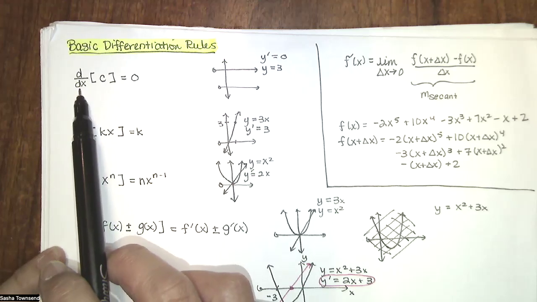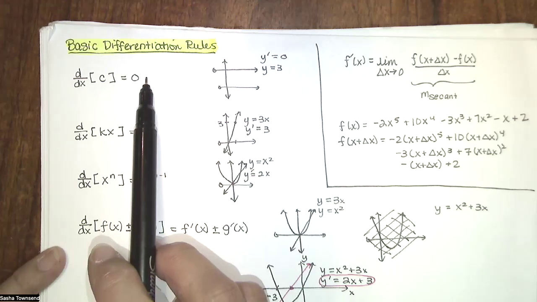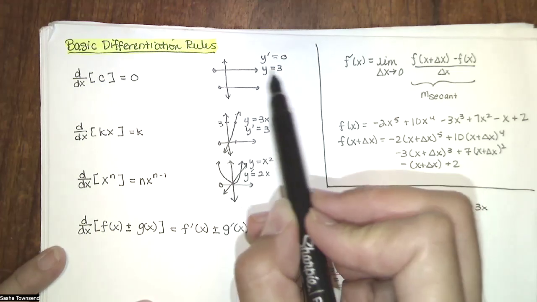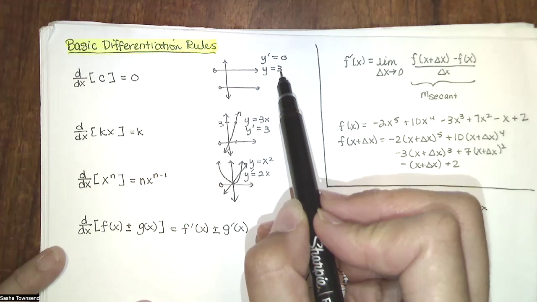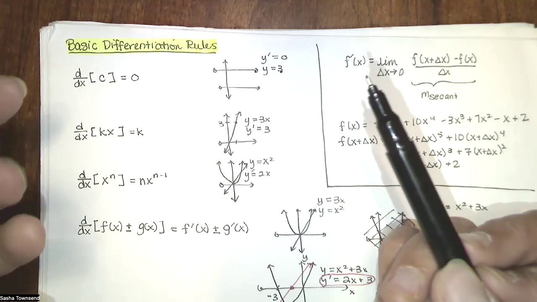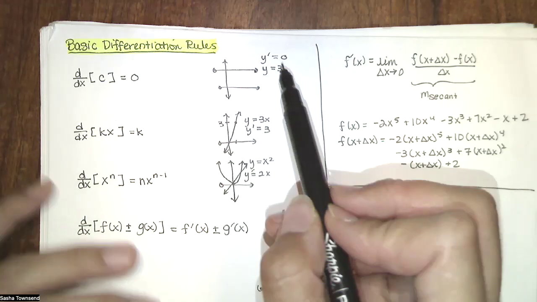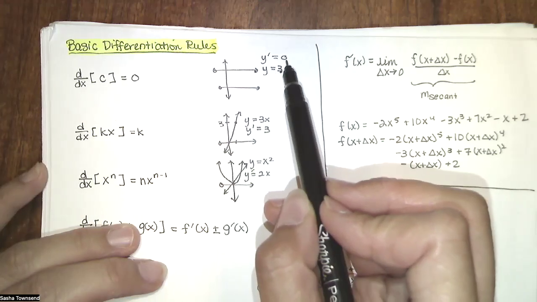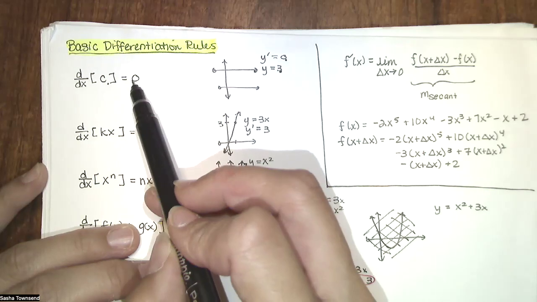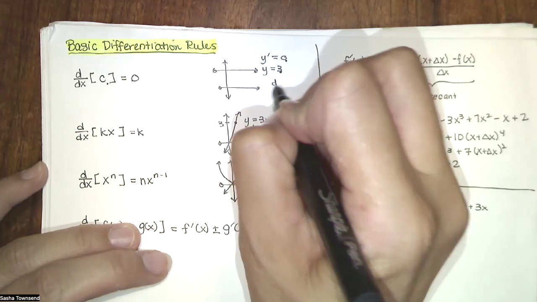So here's our first rule. It says the derivative of a constant is 0. And I think it's really easy to understand. If you have y equals a constant, y equals 3, and you're asking yourself, well, what's the derivative of that? Well, obviously the slope of y equals 3 is 0. The horizontal line has a slope of 0. So we would write y prime equals 0, which is the same as saying the derivative of 3 is equal to 0. So I might write it like this.